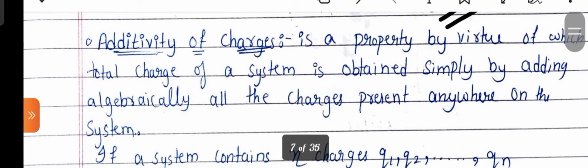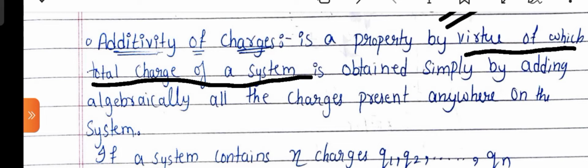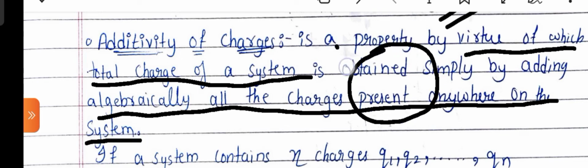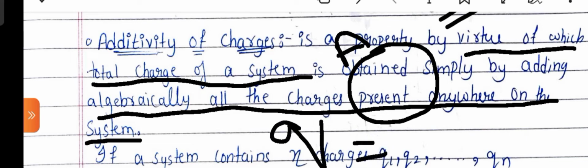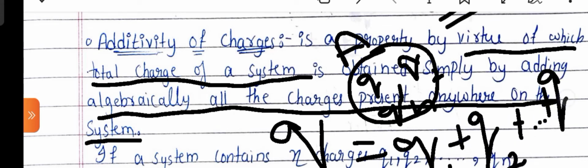First, we'll see what is additivity of charge. It is a property by virtue of which the total charge of a system is obtained simply by adding algebraically all the charges present anywhere on the system. If we consider a system A, and the total charge on the system be Q, there are n number of charges present, from Q1 to Qn. So the total charge of the system is equal to the sum of all the charges present on the system, which is Q1 plus Q2 till Qn.